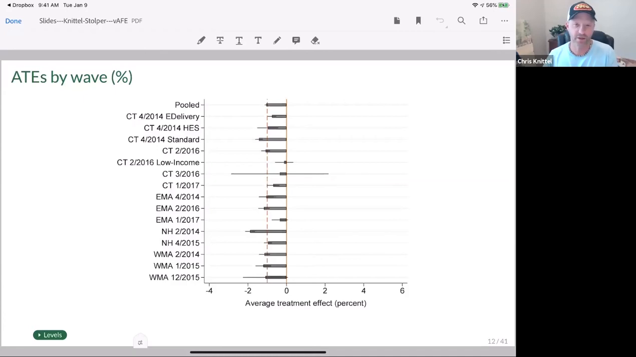But you see there's a fair bit of heterogeneity across the different waves. Whether or not that correlates with which state it's in or which location doesn't seem to correlate well. I'll highlight one, which is the Connecticut low income wave, which started in February 2016. So the nomenclature here is Connecticut, February 2016, low income. That was just sent to low income households. And there you see that the average treatment effect seems to be pretty small.